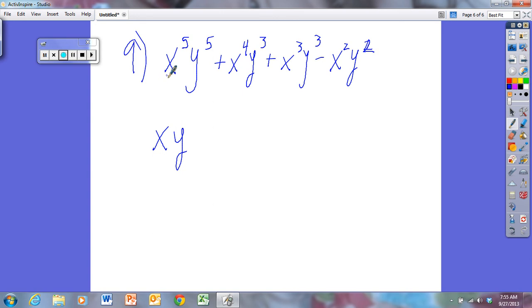Now, how many x's? 5, 4, 3, 2. So they all have 2 in common. 5, 3, 3, 2, they all have 2 y's in common. When you take out 2 x's, you're left with 3. When you take out 2 y's, you're left with 3. When you take out 2 x's, you're left with 2. And when you take out 2 y's, you're left with 1.